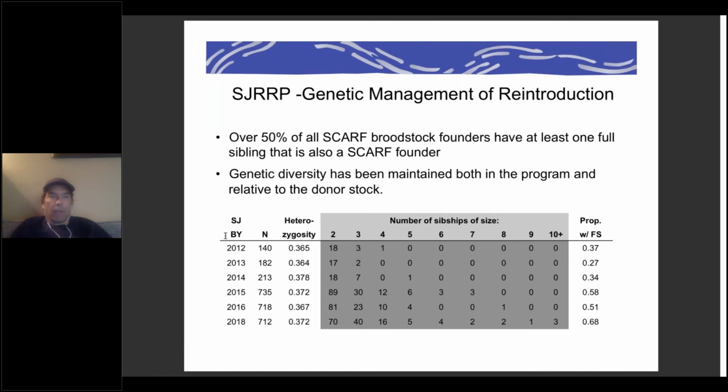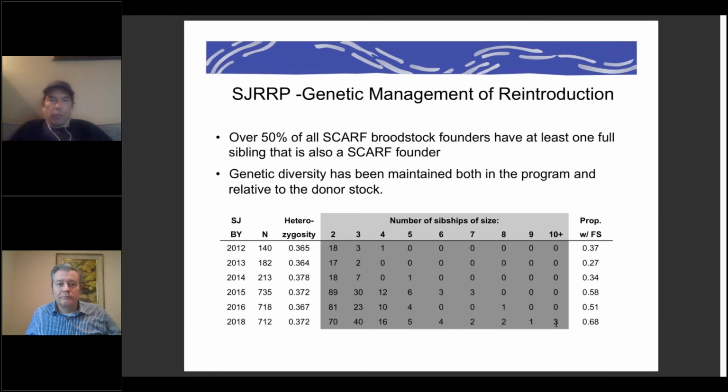This is a graph or a table of the number of siblings or groups of size 2. That means there are 2 full siblings amongst the founders of the broodstock in the San Joaquin program, or in the case of sibships of size 3, there are 3 full siblings, and up to 13 full siblings that contribute to the fertilized eggs that are brought to the San Joaquin as broodstock and program founders in some years.